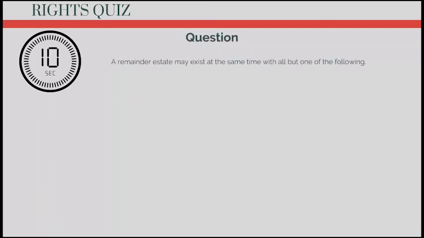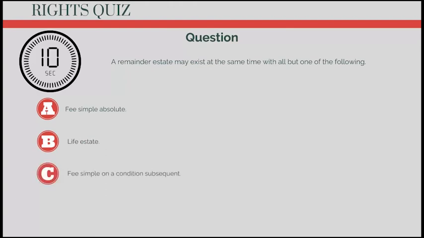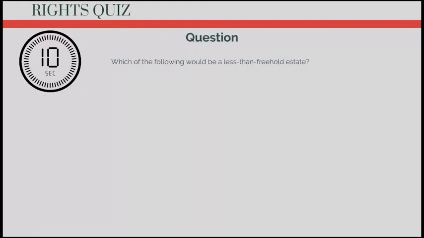A remainder estate may exist at the same time with all but one of the following: A. Fee simple absolute, B. Life estate, C. Fee simple on a condition subsequent, or D. Fee simple determinable. The correct answer is A. Fee simple absolute. Which of the following would be a less than freehold estate?